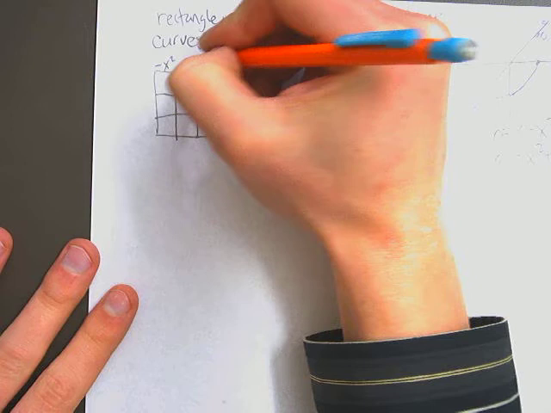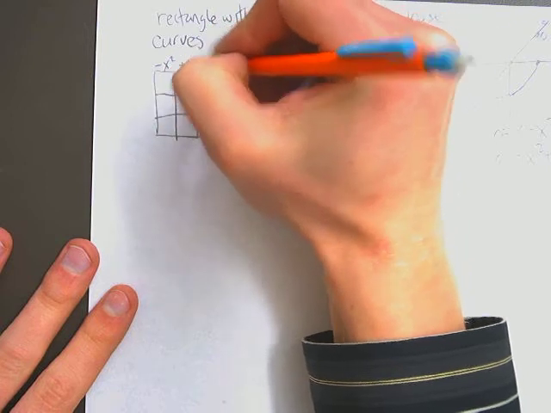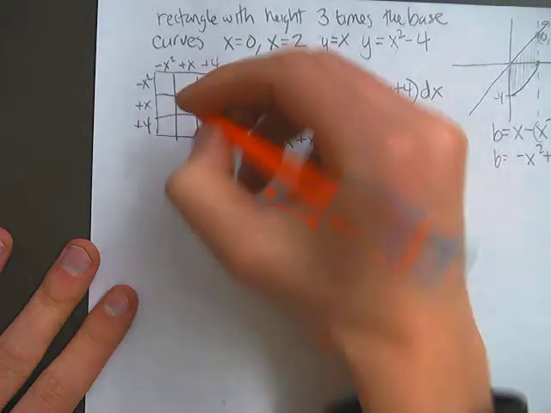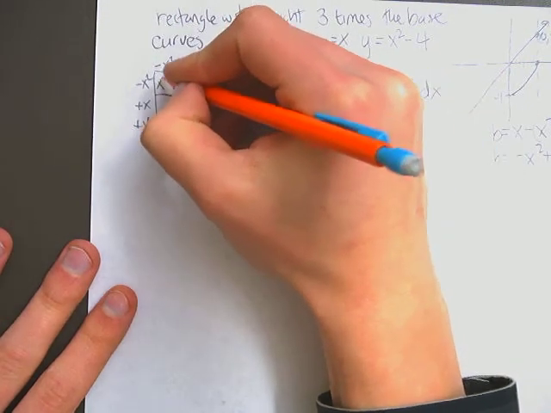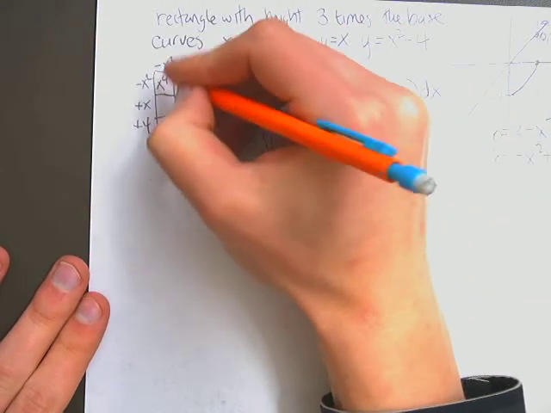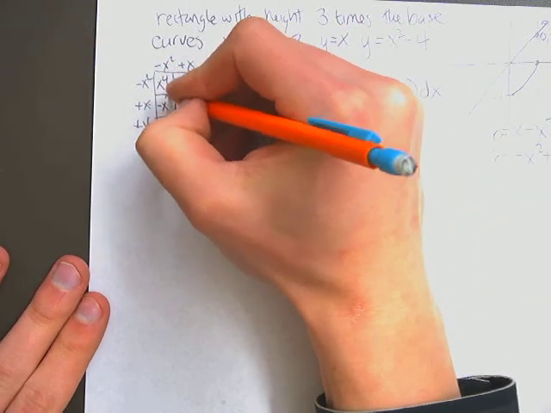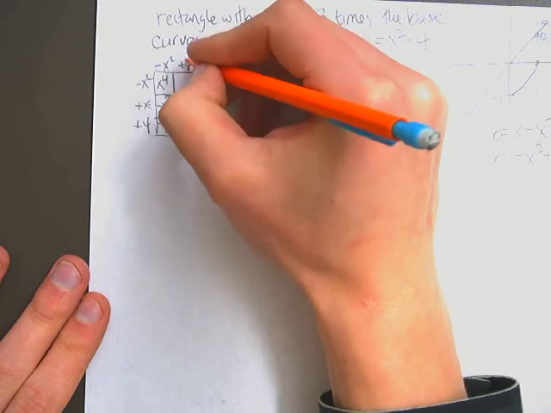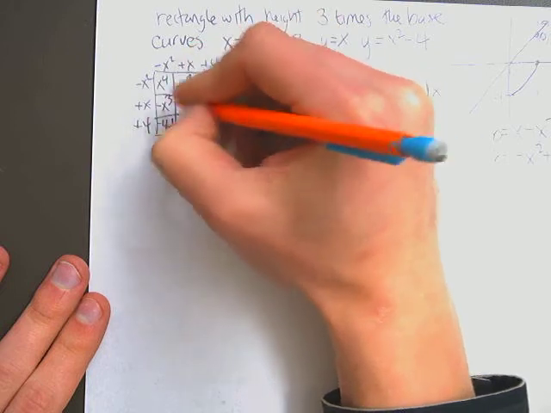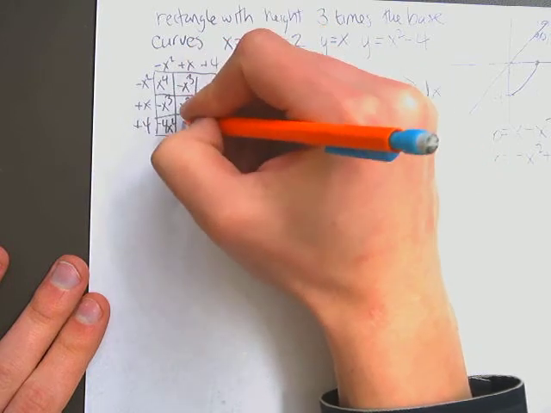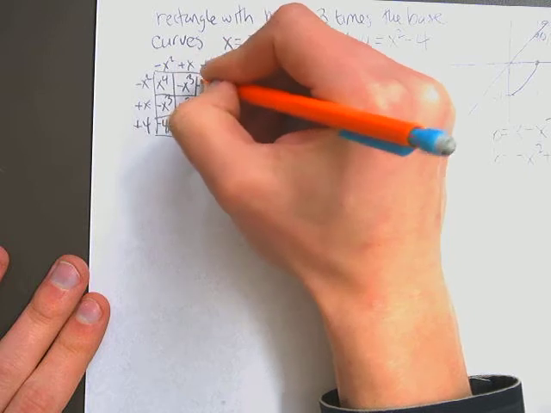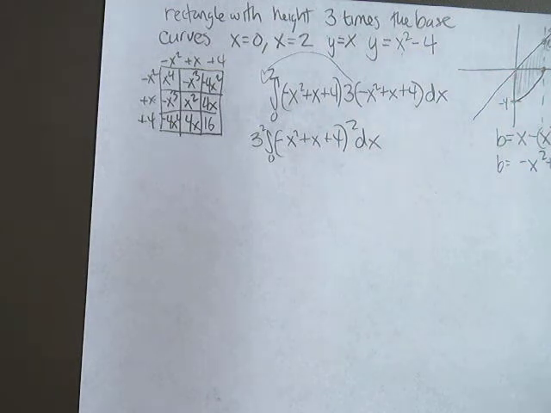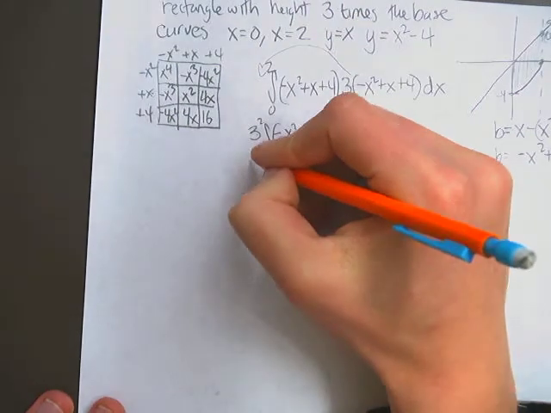Negative x squared plus x plus 4, negative x squared plus x plus 4. 16, x to the 4th, the easy ones in the corners. Okay, negative x squared times x is negative x cubed, and negative 4x squared here for negative x squared times 4. Negative x cubed, x squared, 4x, negative 4x squared, 4x. Cool. And I have all my terms.